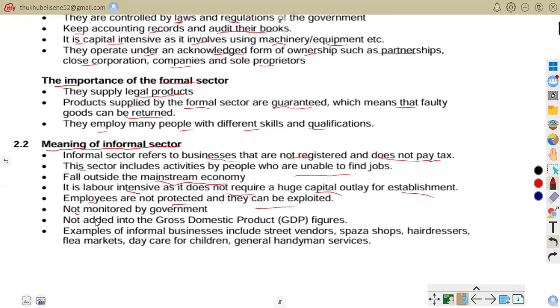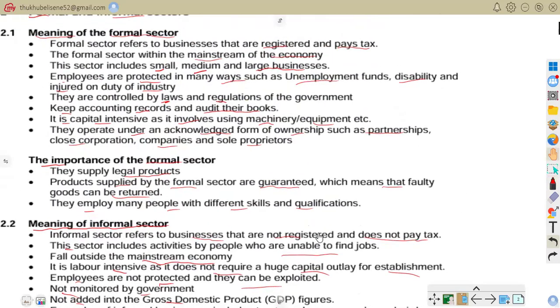It is not monitored by government, so there are no strict rules or control. It is not added to the gross domestic product (GDP) figures, so their income is not fully recorded. Examples of informal business include street vendors, spaza shops, hairdressers, flea markets, daycare for children, and general handyman services. Let us move on.